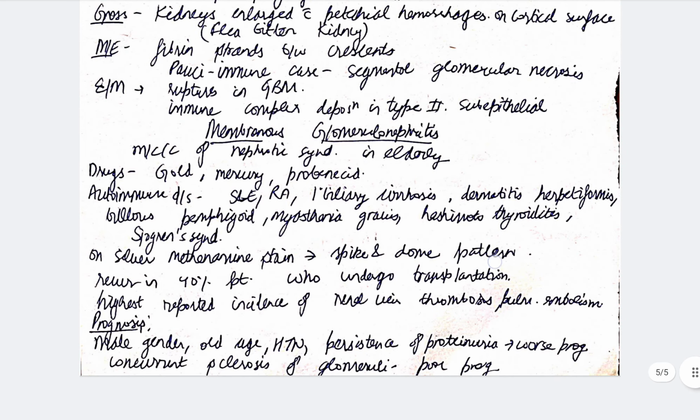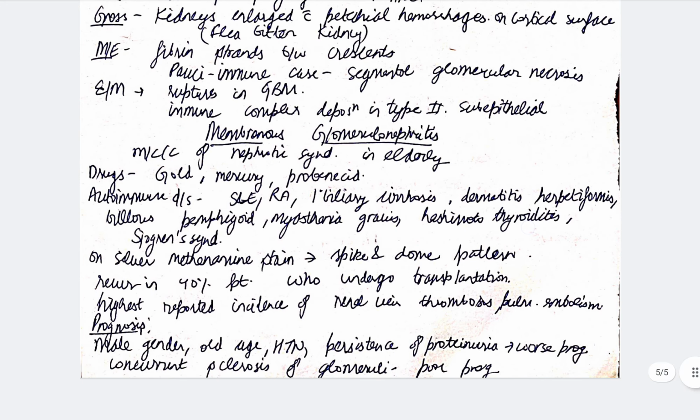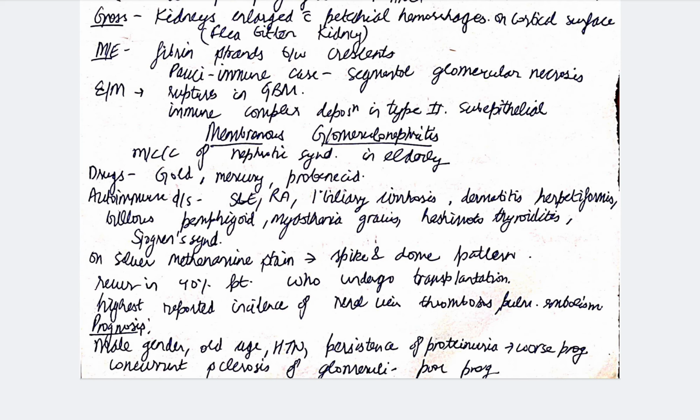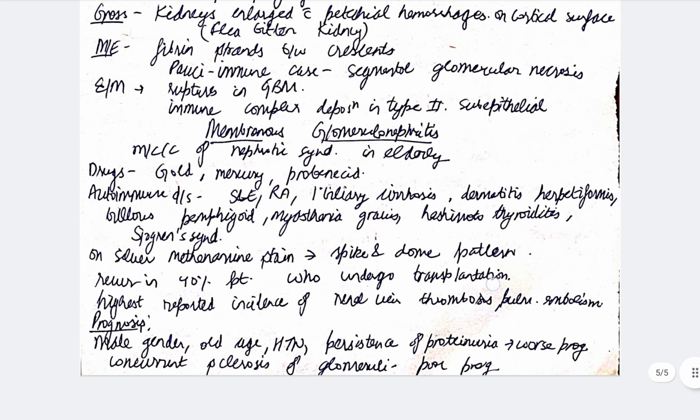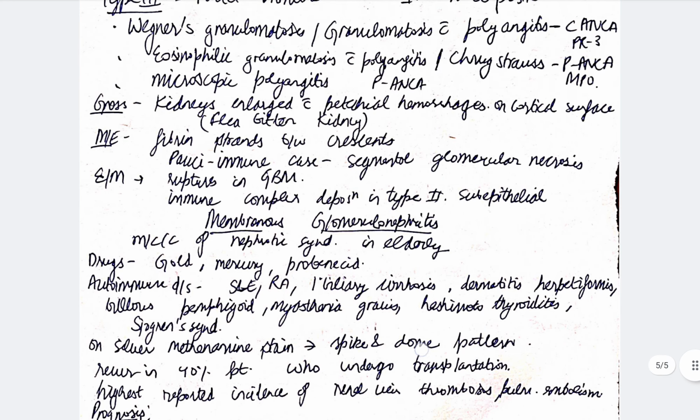Then in membranous we have read the spike and dome pattern. All this we have read, that it may be due to drugs or other conditions. Another group of conditions which can be related with membranous are primary biliary cirrhosis, dermatitis herpetiformis, bullous pemphigoid, myasthenia gravis, Hashimoto thyroiditis, Sjogren's disease. Basically, all the autoimmune conditions can be related to membranous glomerulonephritis, and it can recur in those who undergo transplant. Male gender, old age, hypertension, persistence of proteinuria is worse prognosis. Concurrent sclerosis is also poor prognosis.